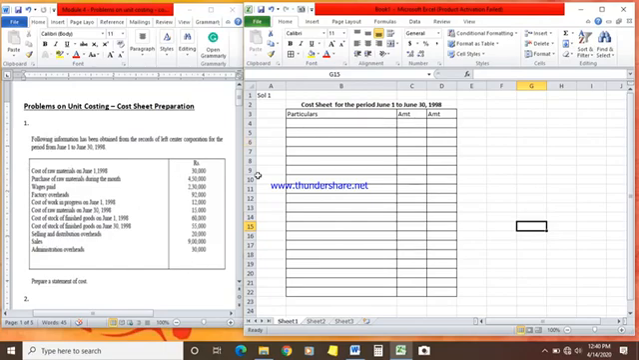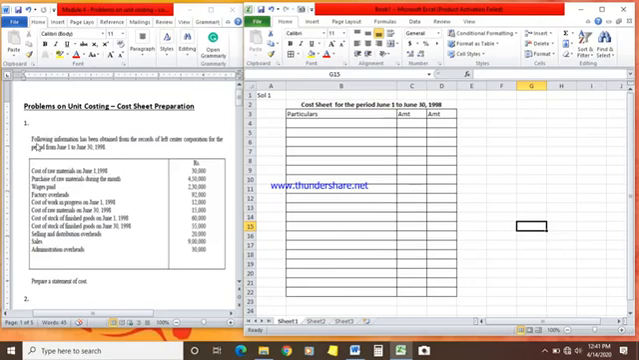Whenever you're preparing a cost sheet, you need to understand that a cost sheet has different components: the prime cost segment, then factory overheads, administrative overheads, then selling and distribution overheads. Finally we'll come to know what the sales is. When a problem is given, we need to first go through the problem and find out where each item needs to be represented in the cost sheet.